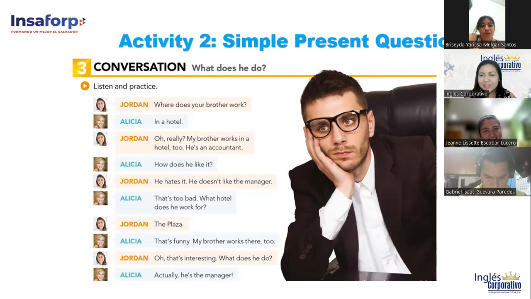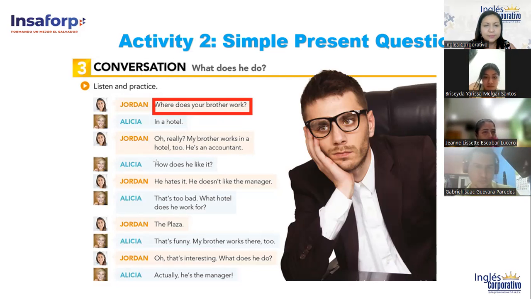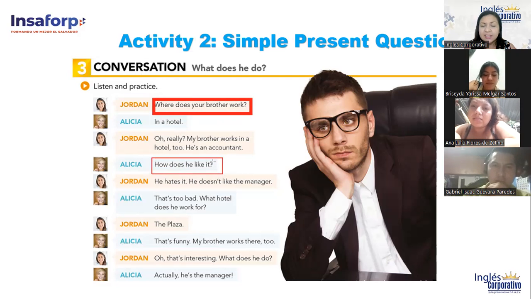So it's a funny conversation, right? Well, so they're talking about their brother's job, right? And we have WH questions. Can you tell me what is the first WH question? Where does your brother work? Very good. And what is the second question? How does he like it? This question. He said he likes it a lot. He thinks it's fantastic, or it's great, or it's difficult. Or like in this case, he hates it.